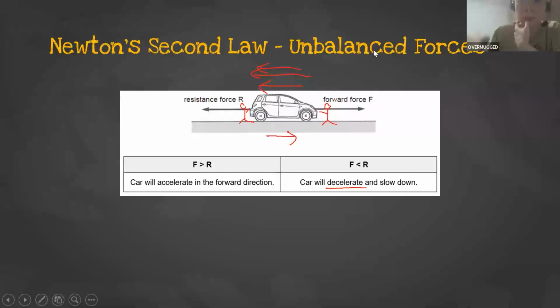So example, right? Let's say I don't have this. This is not there anymore. And then someone is just pushing the car towards the left. Then the car will move backwards. But the thing is, now there is still a forward force. So there is still a force moving towards the right, and there's still a force moving towards the left. But now the backward force is stronger, so it slows down. Okay.